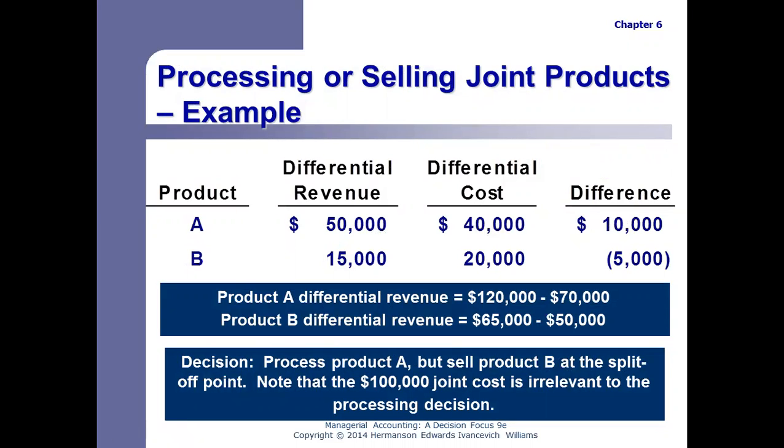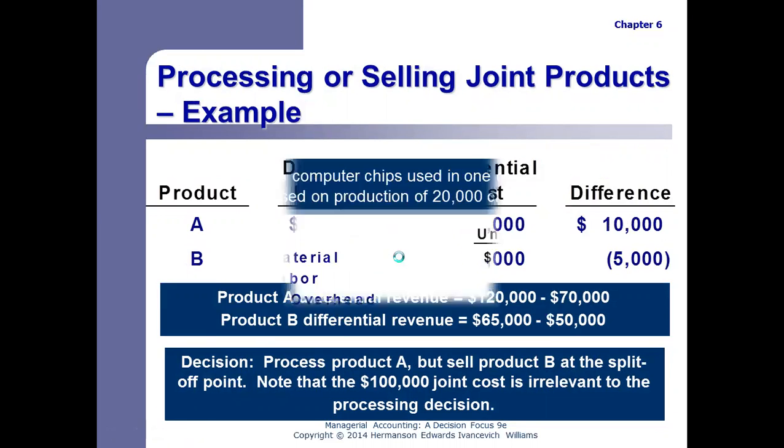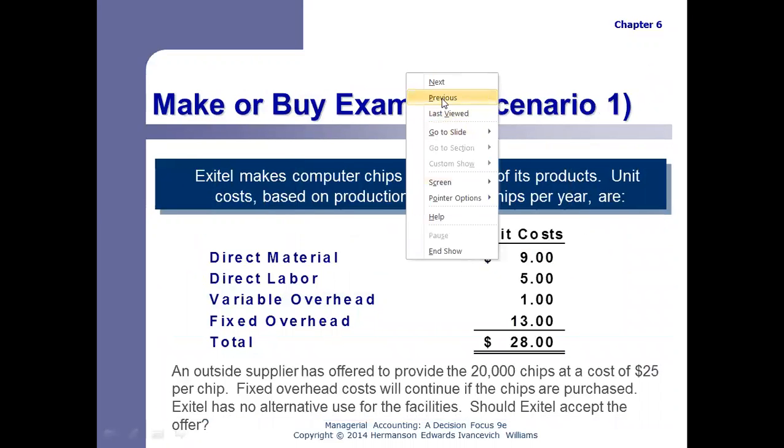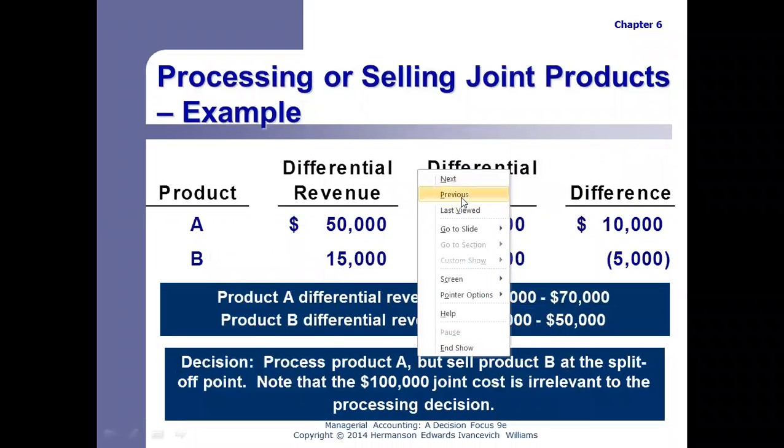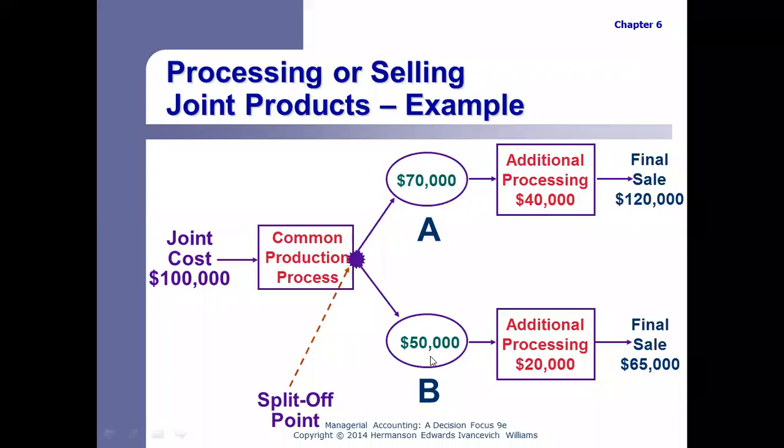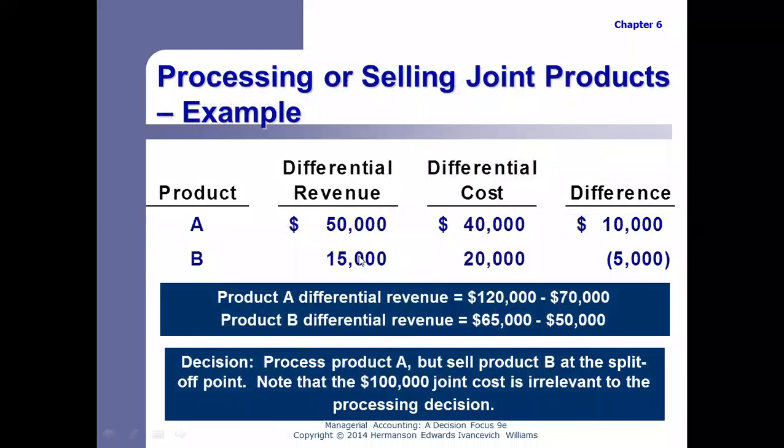On the other hand, B. We can sell it now for 50, sell it later for 65. That's an additional $15,000, the differential revenue of 15,000.